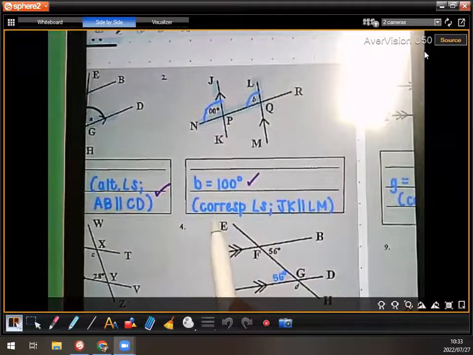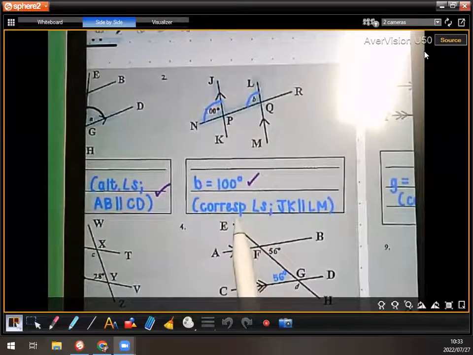Guys, please, you can't write "corr", C-O-R-R. You have to write it out like this. This is how it's written in the CAP document from the department. So unfortunately, yeah.